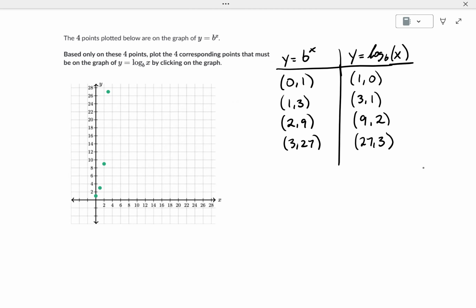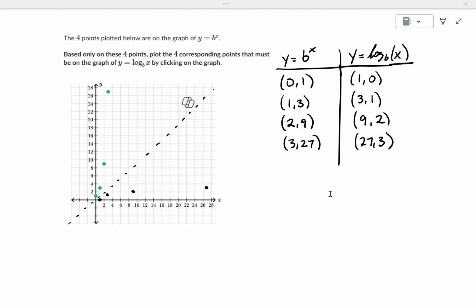So let's do that really quick. So (1, 0), (3, 1), (9, 2), and (27, 3). And so if you notice, it's symmetric across that line. Okay. So that's what those look like graphically.